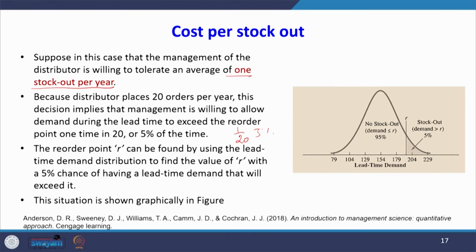Okay. So, what does that mean? The reorder point R can be found by using the lead time demand distribution to find the value of reorder point with a 5% chance of having lead time demand that will exceed it. Look at this picture. 5% of the time the demand can exceed the reorder point. Whenever the demand exceeds the reorder point, there is a stock out. So, the company is willing to accept stock outs 5% of the time. Look at this situation, which is shown graphically. Now, we should know this Z value here, the R value.